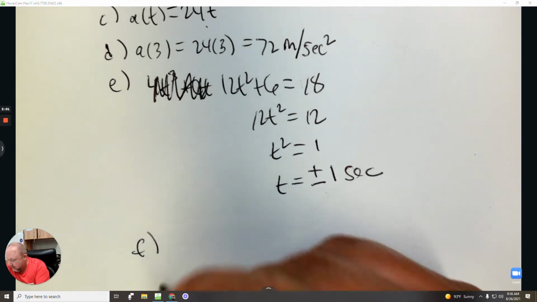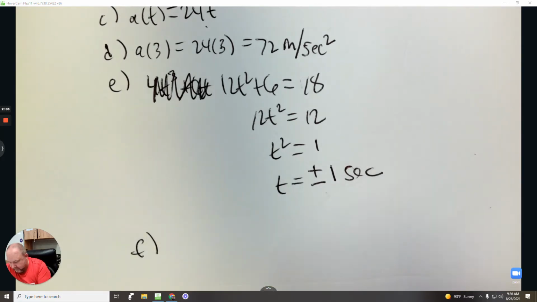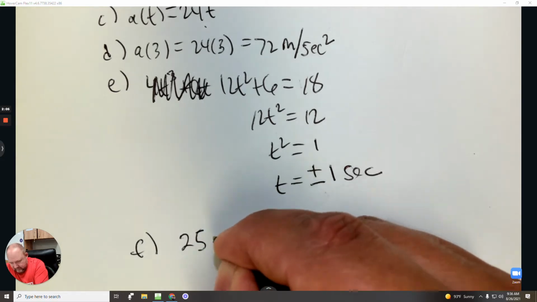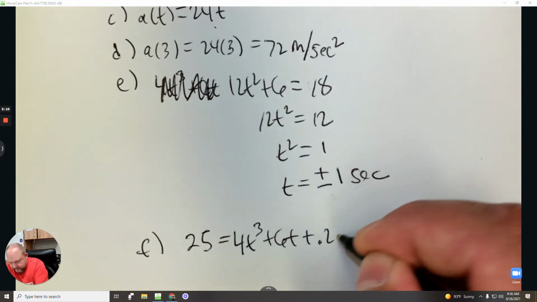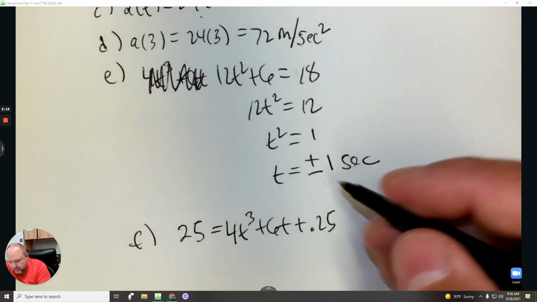Find the velocity when the position is 25. So the position is 25. So we make it equal to the position. Oops, it's 2.5.